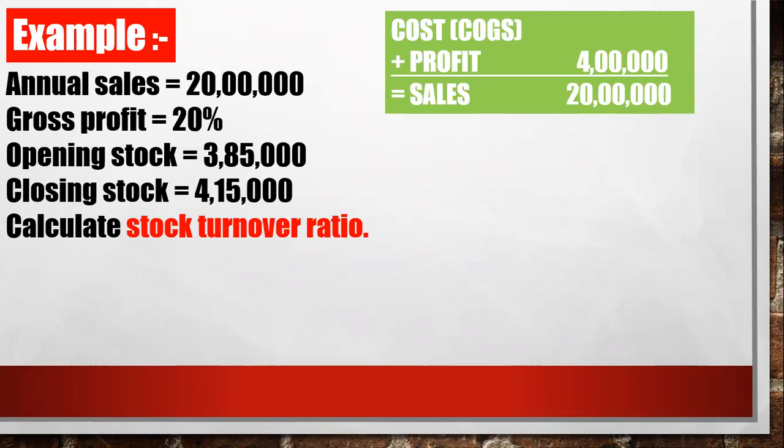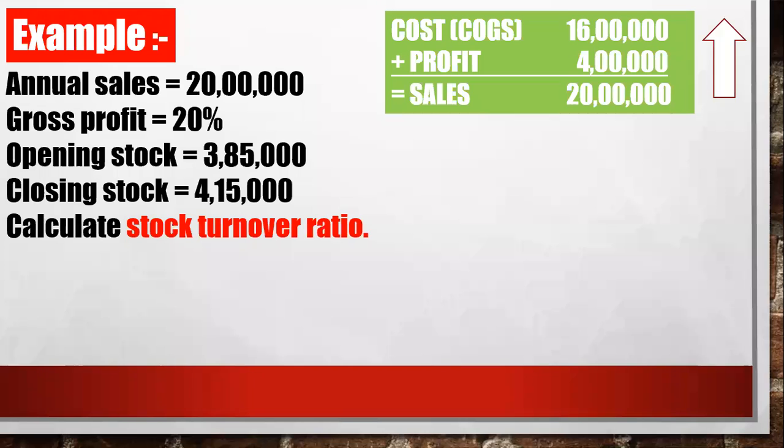So you have to go in reverse. Normally we do cost plus profit is equal to sales. But in this sum, we have to calculate the cost amount. So you go in reverse: sales minus profit, you will get the cost. That is 16 lakh. Clear everyone? Yes, ma'am. Okay. So in this sum, you got the COGS.